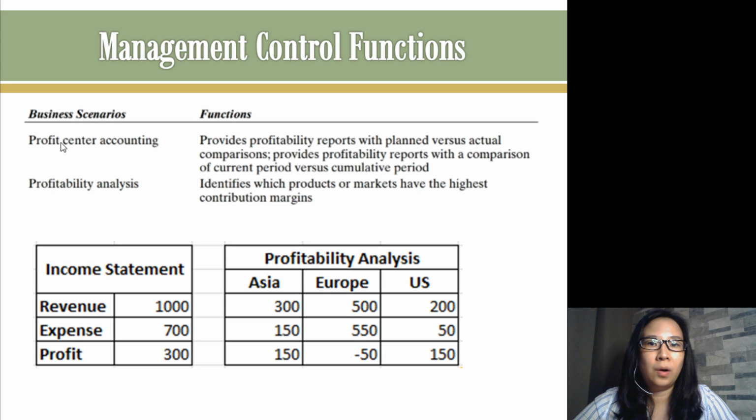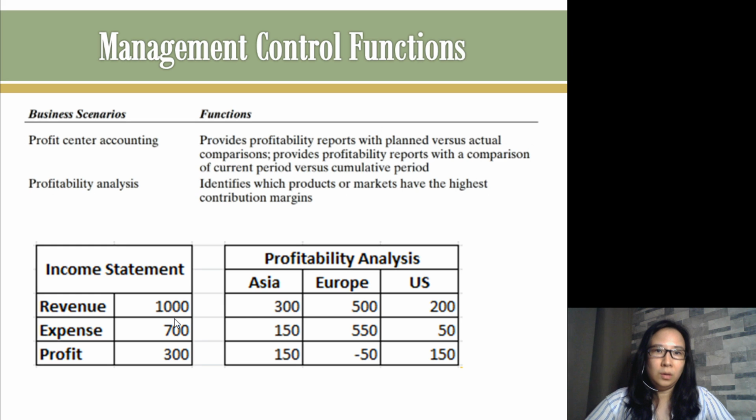budgeting or target. So let's say we can set our target for revenue at 1500. If our current revenue is 1000, it means that we are behind our target. And when we talk about budgeting, let's say our budget is 1000, but now our expense is only 700, then it means that we are under budget.